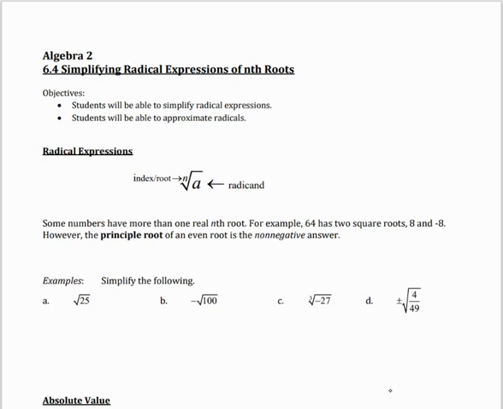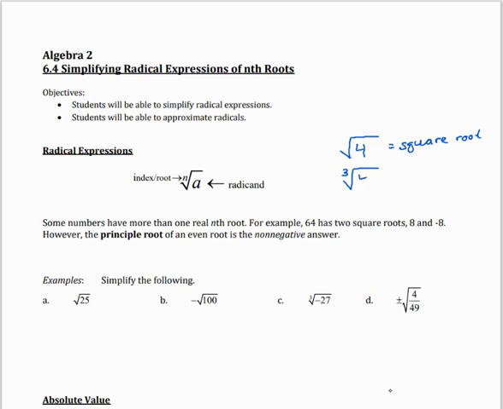So let's recall what a radical expression looks like. Here we have that our radical symbol is the checkmark-like symbol, and whatever value is out front that is small, we call our index or our root. When there's not a value, we just say a square root, right? So if I have something like this, the square root of 4, that just means square root. If I have something like this, it would mean to do the cube root, and so forth.